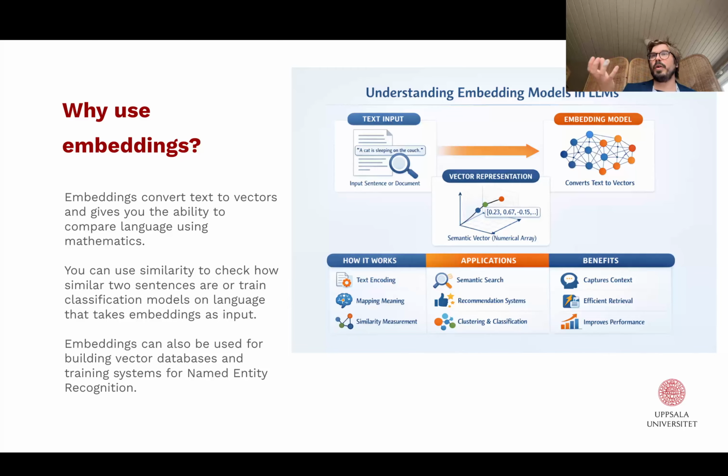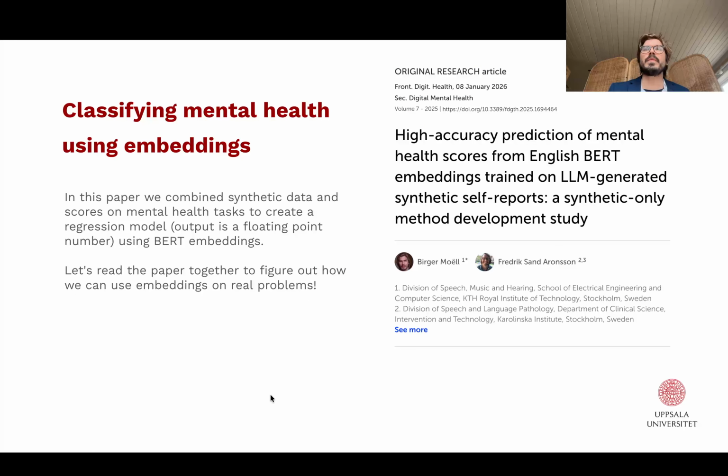But you can also go further and use the embeddings to train systems. For instance, for making a system for named entity recognition, you can use the embedding models and the embeddings, and then you train the system to classify based on that. Here's a paper we wrote on classifying mental health using embeddings. Here we combined using large language models and embedding models.